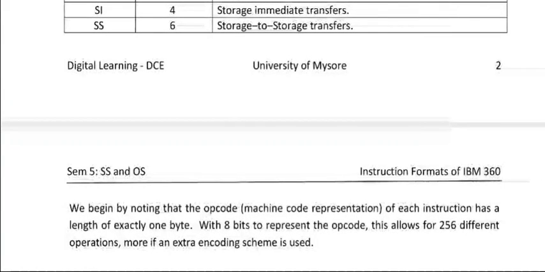We begin by noting that the opcode, or the machine code representation of each instruction, has a length of exactly 1 byte. Here, 8 bits are used to represent the opcode. This allows for 256 different operations, more if an extra encoding scheme is used. This is 256 because 2 to the power of 8 bits gives you 256 different operations.